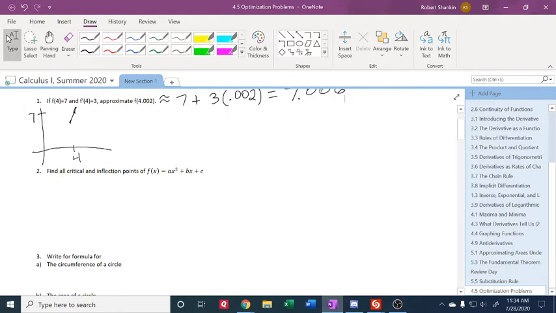Alright, number 2, find all critical and inflection points of this crazy looking function that doesn't have any numbers in it. So, the answer of course won't have very many numbers in it, but you'll get an answer in terms of letters. So, I'm going to give you time with number 2.